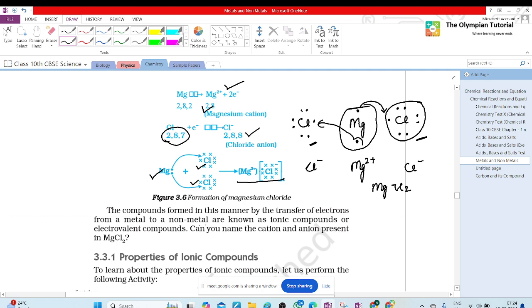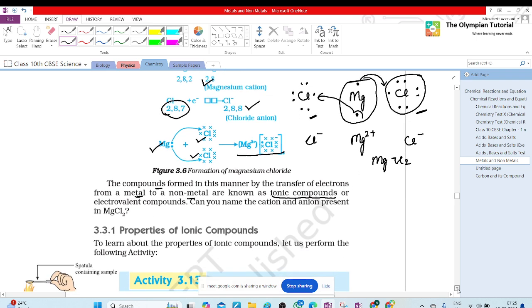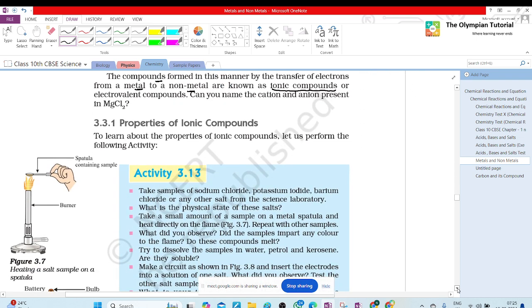So compounds formed by the transfer of electrons from a metal to a non-metal are known as ionic compounds. You have to note this down for your notes. Yes, ma'am. Ma'am, it's Mg2+ because it's getting two net positive charges. It can give two electrons. Properties of ionic compounds.